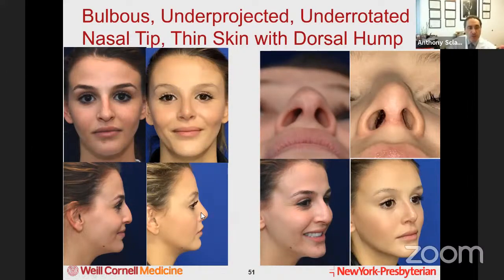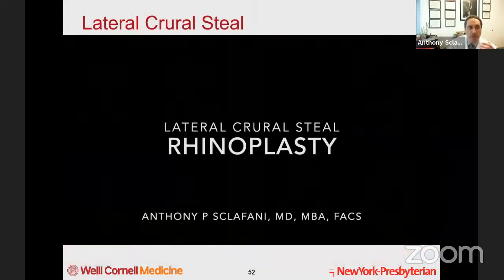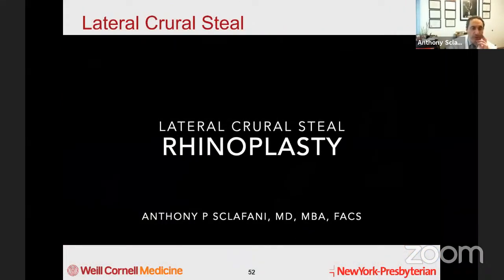All right, she's projected, she's rotated, and what you don't see is any edges of a shield graft pushing through. Okay? So, again, this is a thin-skinned person. You could think about a shield graft, but you should never use a shield graft in a thin-skinned person. It'll show through. So this is a quick video of a lateral crural steal.